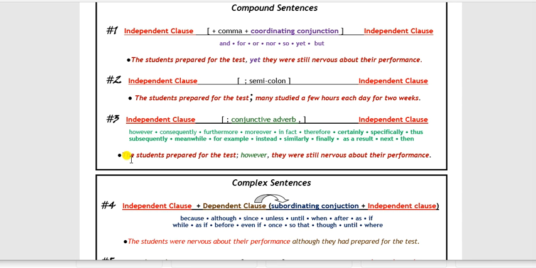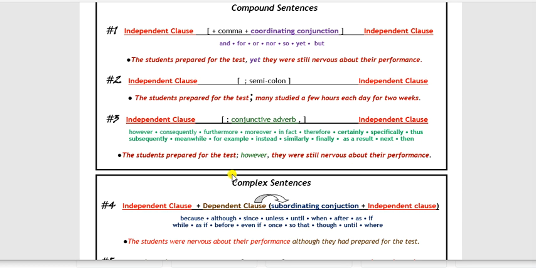So our first clause is the students prepared for the test. Okay, the second one is they were still nervous about their performance. So we want to show a relationship between these. So even though they prepared, they were still nervous. So we have kind of a contradiction here. So whenever you're trying to write in this style of compound sentence, you want to be careful and selective about the conjunctive adverb that you pick because they all have different meanings. However fits nicely here. The students prepared for the test. However, they were still nervous about their performance.